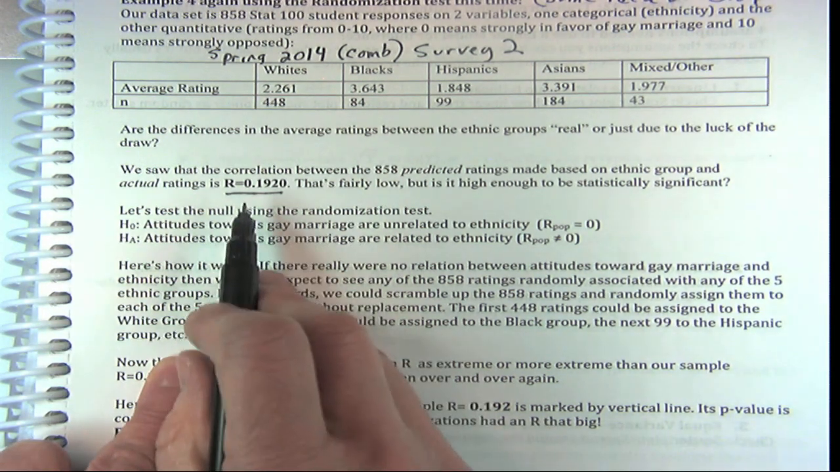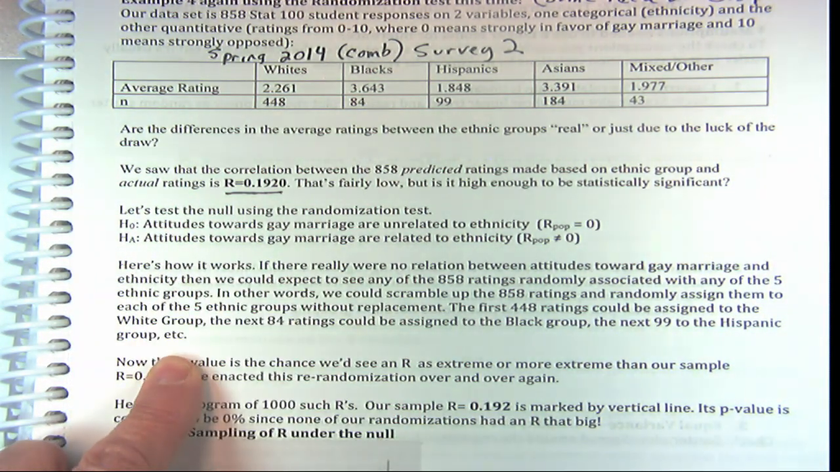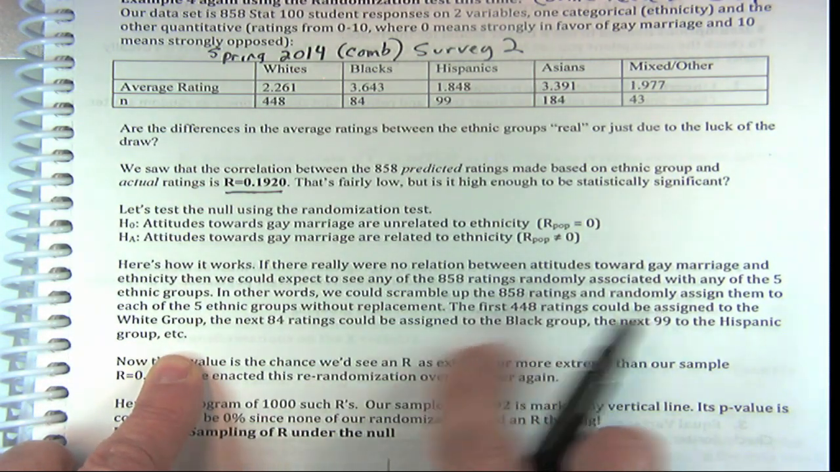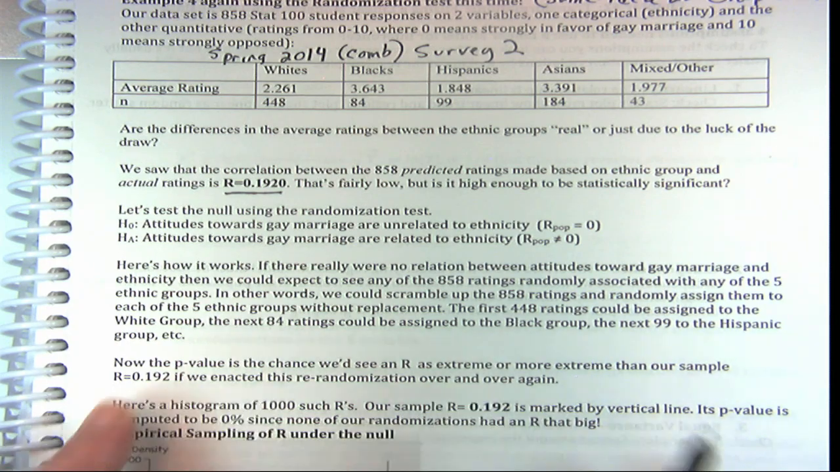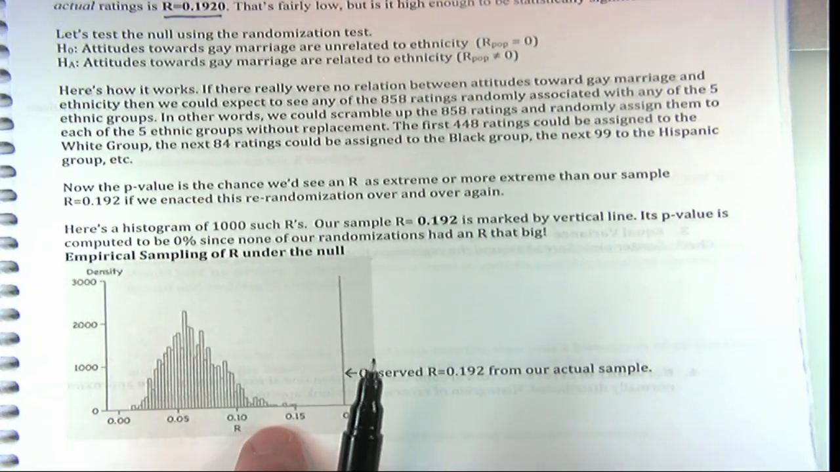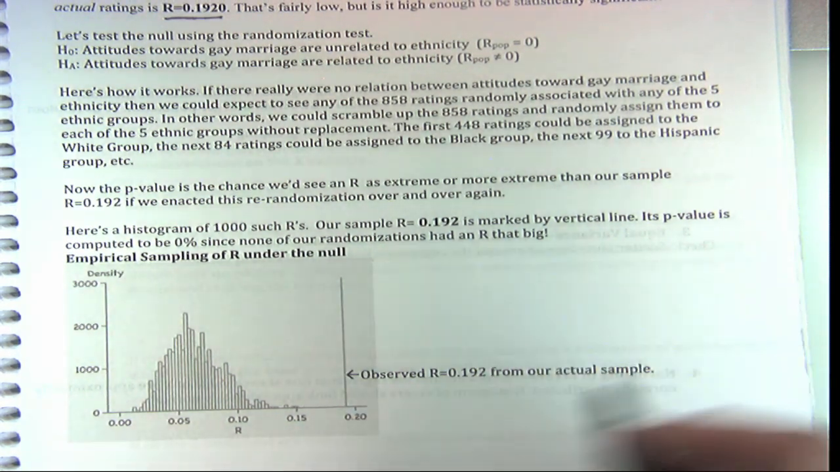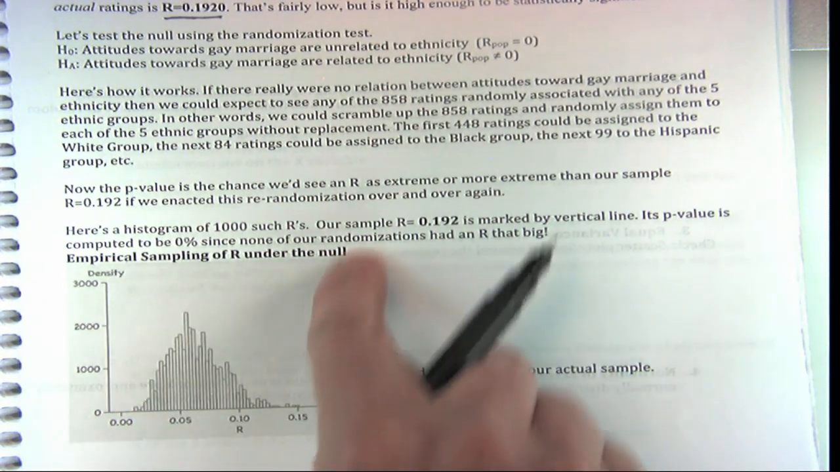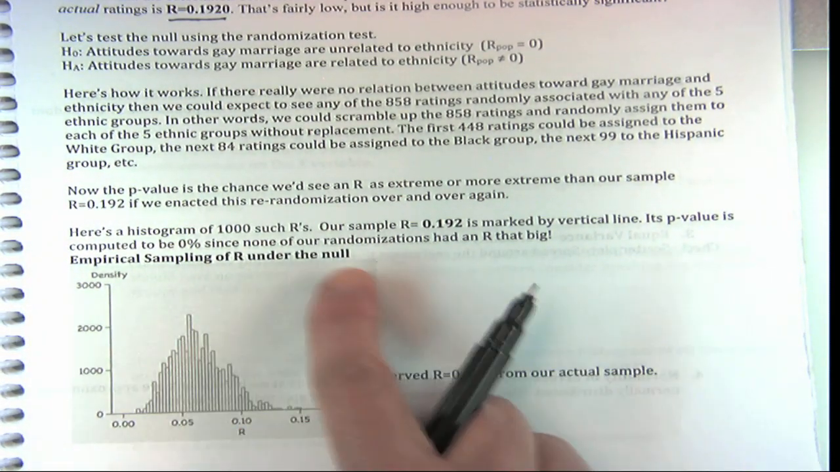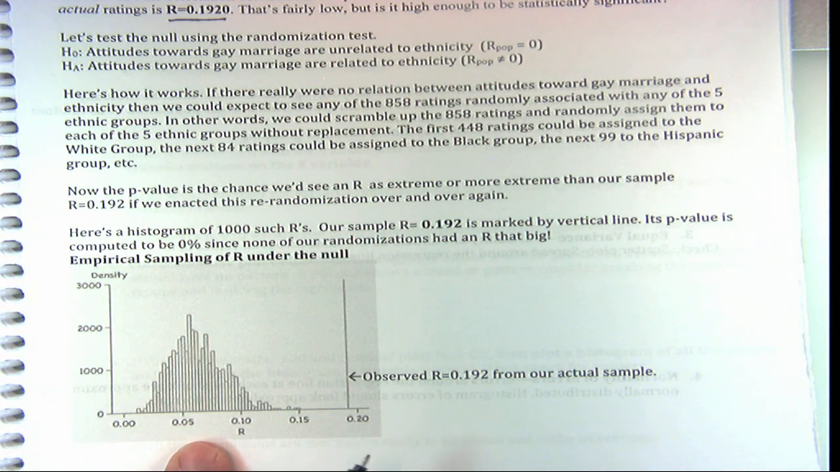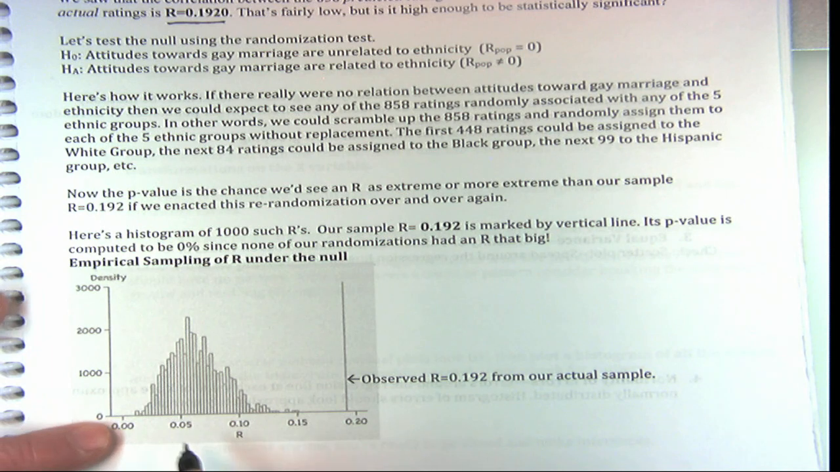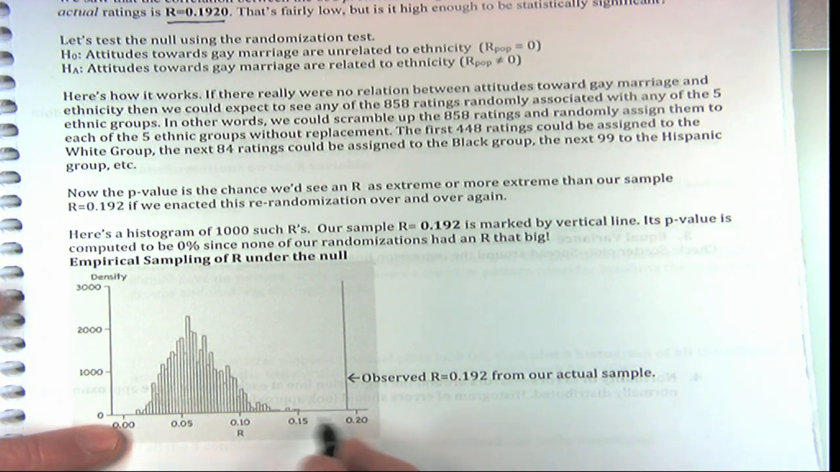compute the correlation coefficient right here between our predicted based on group membership and their actual, right? And then we do it over and over and over again. And here we did 1,000 of these, okay? And here is our observed. This is what we actually got. And here's a histogram of the 1,000 R's that we computed. And none of the randomizations, none of them even get close to that.